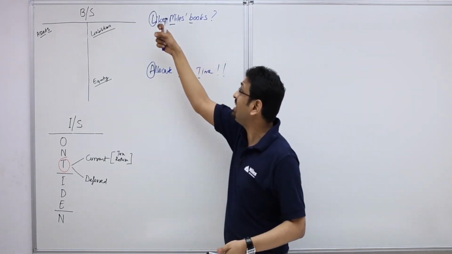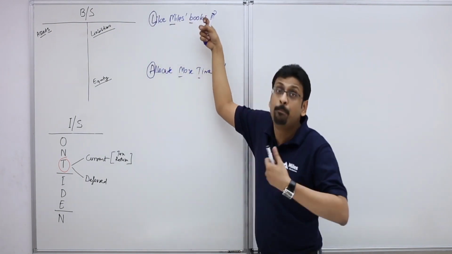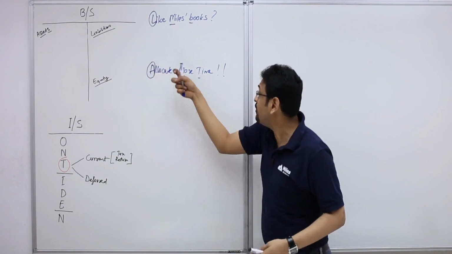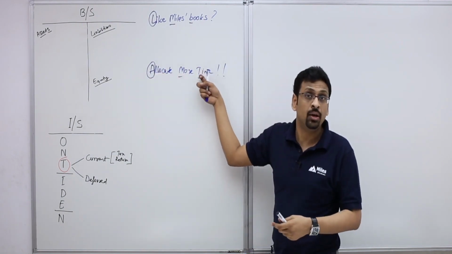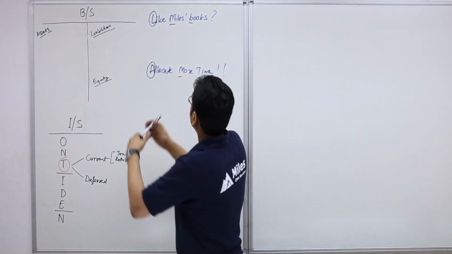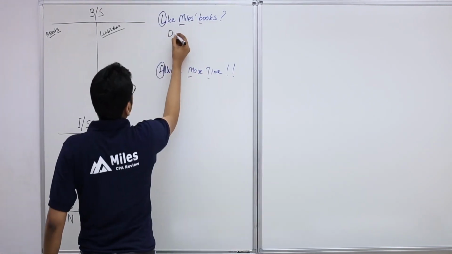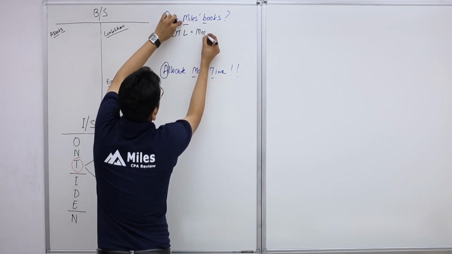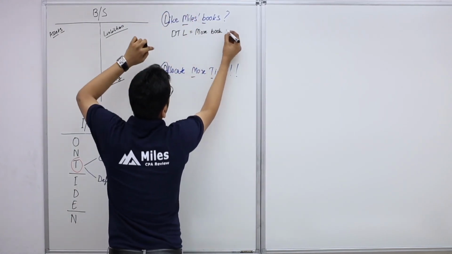It's a deferred tax liability if it's more book income today. It's a deferred tax asset if it's more tax income today. So let me put it here. It's a deferred tax liability, and we're looking at the L, if it's more book income today.